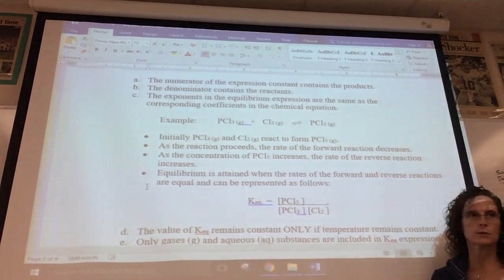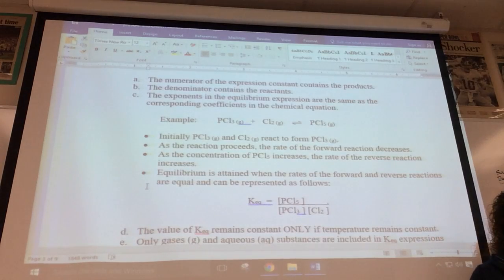There are some rules for writing KEQ expressions. Some of you are really spent. You must have stayed up too late last night. You are exhausted. Try and refocus. It's a very, very easy concept. You won't have any difficulty with it if you can focus.